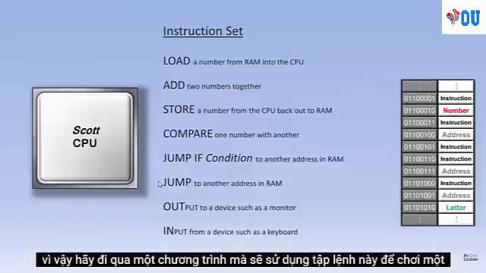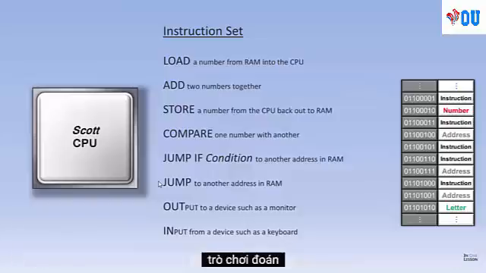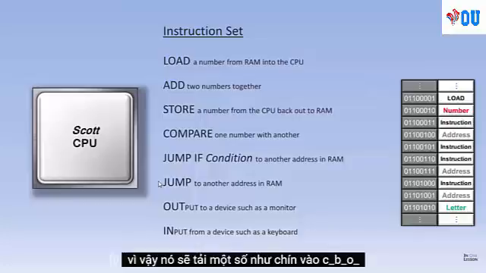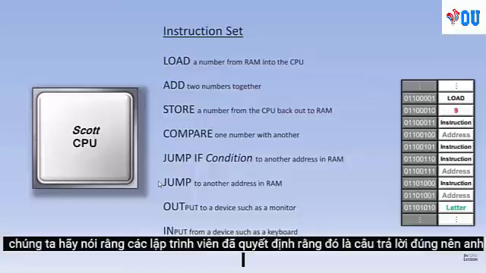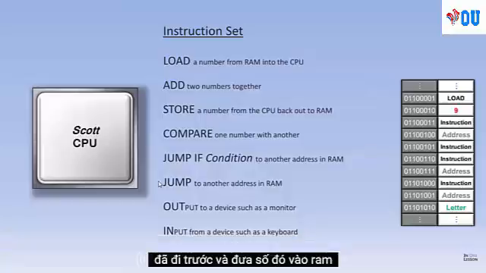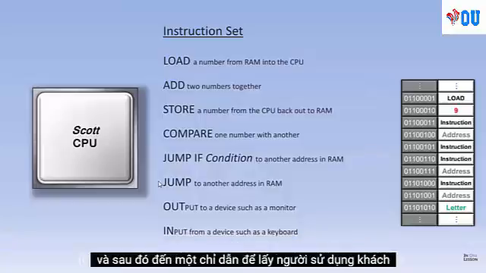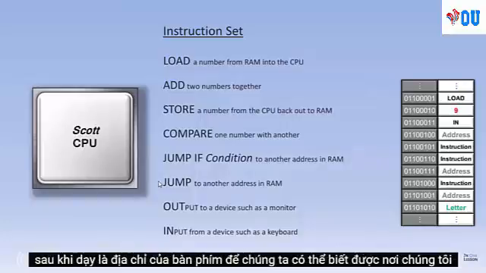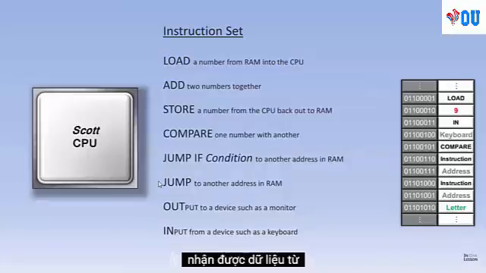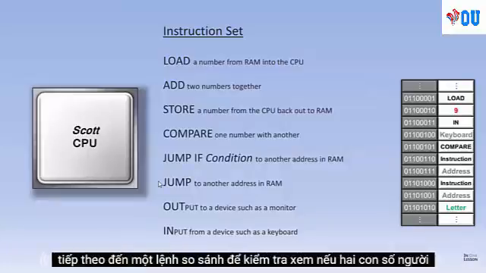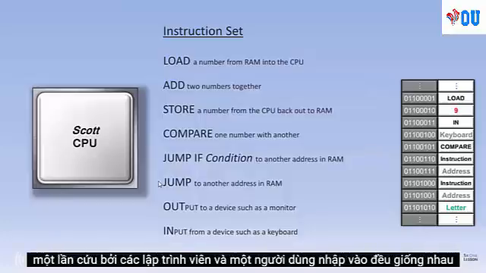So let's go through a program that would use this instruction set to play a guessing game. So it would load a number like 9 into the CPU. Let's say that the programmer decided that that was the right answer, so he went ahead and put that number into RAM. And then comes an in instruction to retrieve the user's guess. After the in instruction is the address of the keyboard, so we can know where we're getting the data from. Next comes a compare instruction that checks to see if those two numbers, the one saved by the programmer and the one entered by the user, are the same.